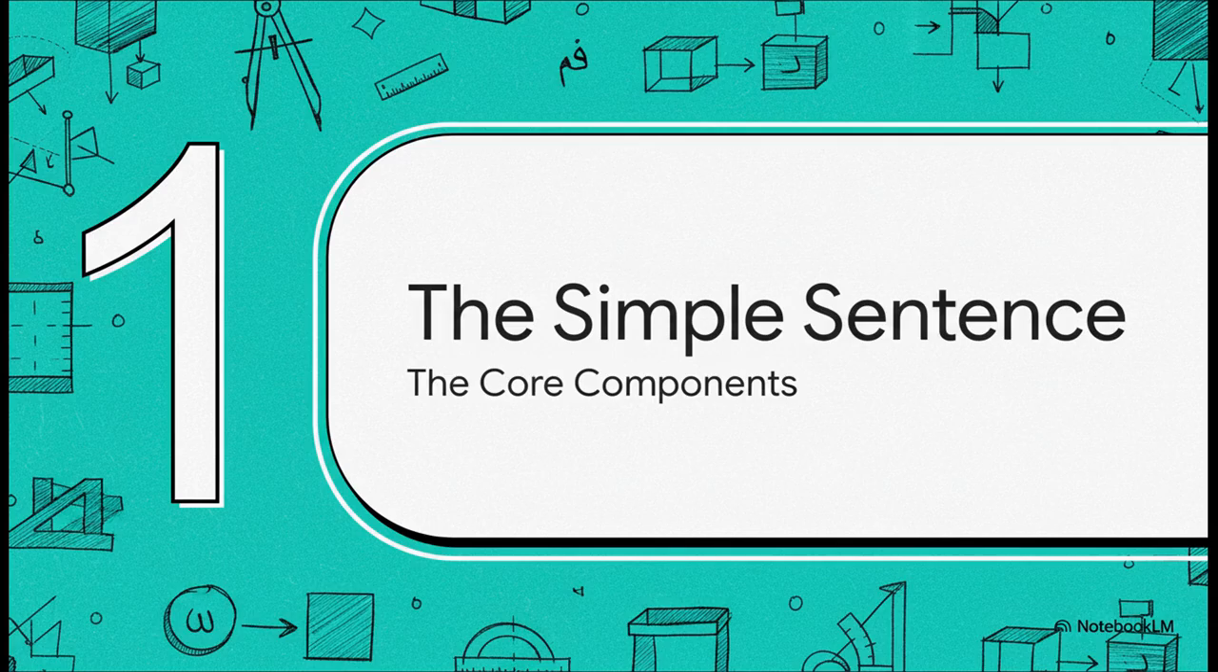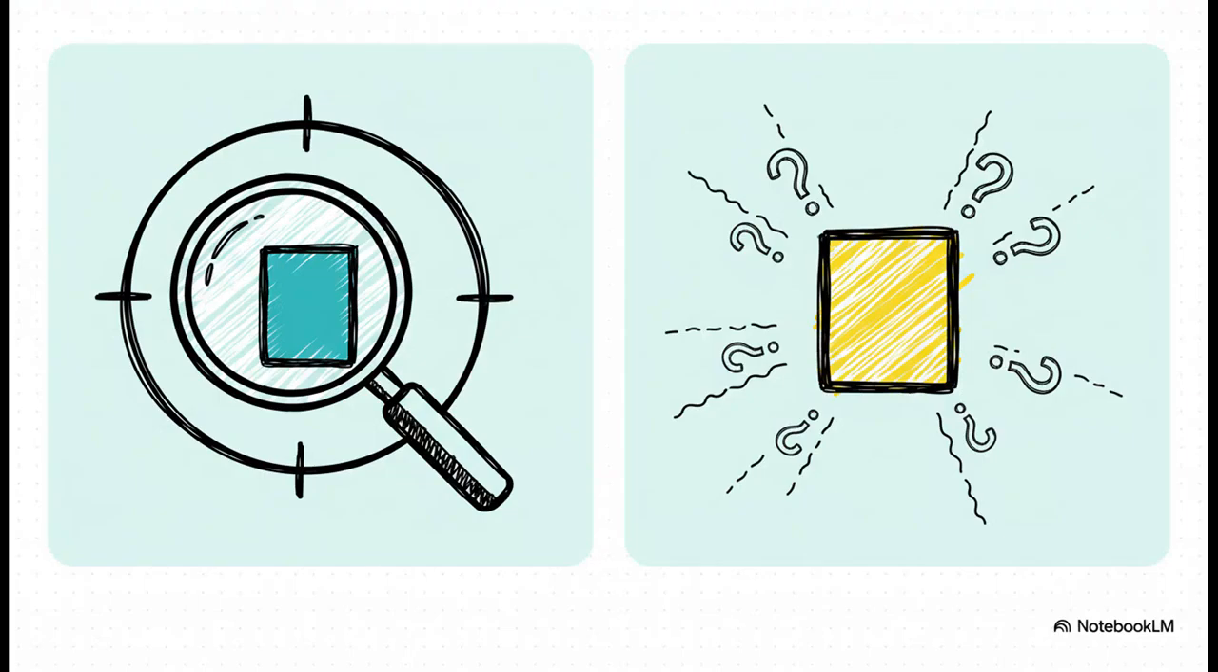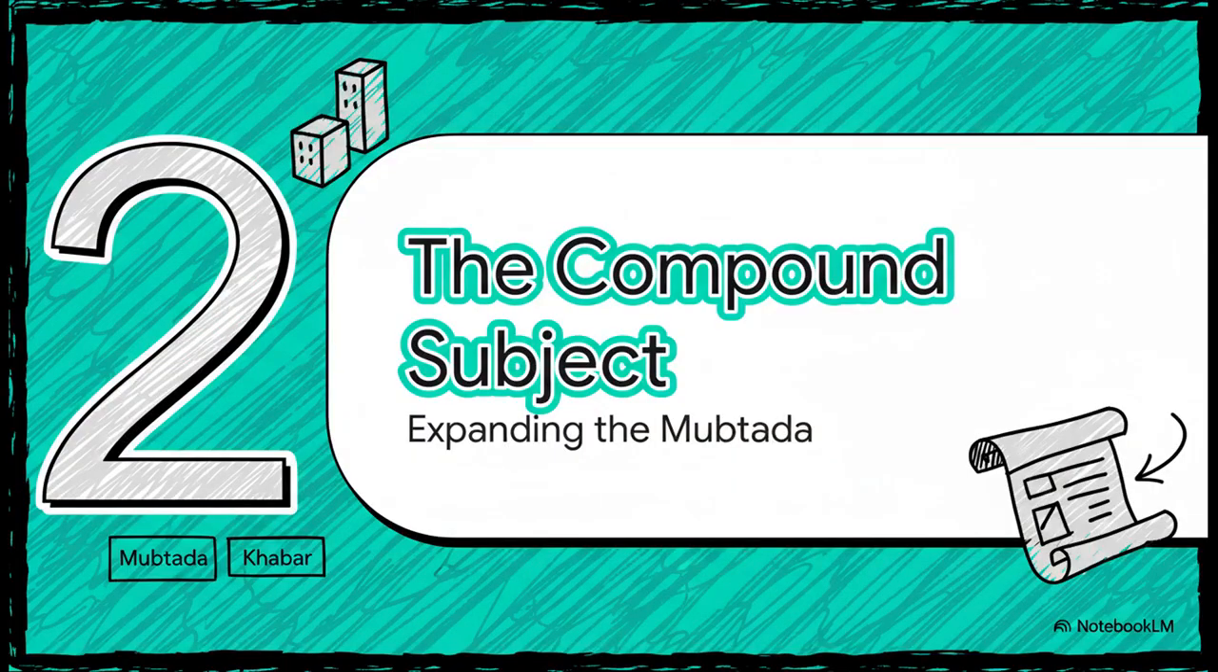Okay, let's circle back to the basics. We're going to really zoom in on those two essential pieces of every single nominal sentence. Now, this right here is the secret sauce. You need to look for this pattern. The mubtada, our subject, is usually definite or ma'rifa. That means it's specific, like the boy. But the khabar, our predicate, which is the new info, is usually indefinite or nakira, like just righteous. This pattern, a definite subject followed by an indefinite predicate, is a huge giveaway when you're trying to figure out a sentence.